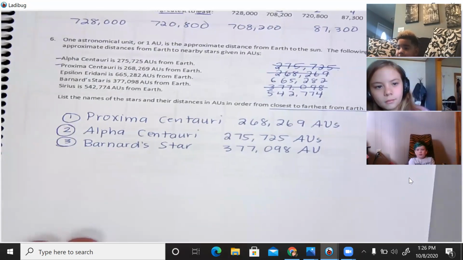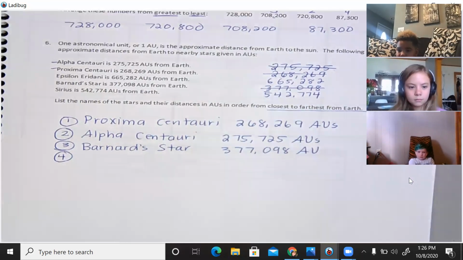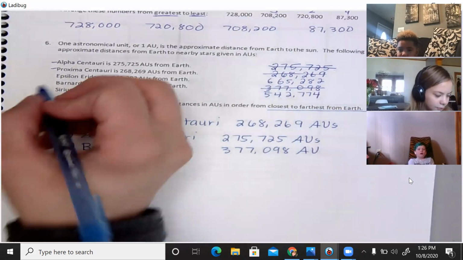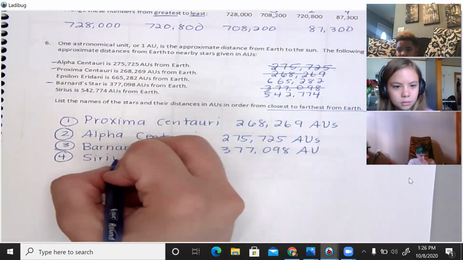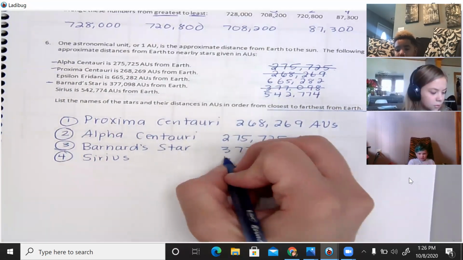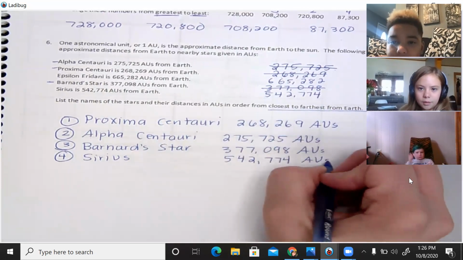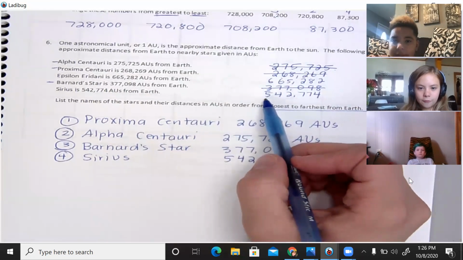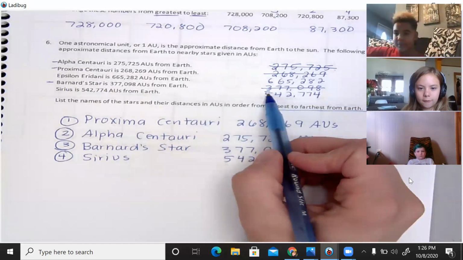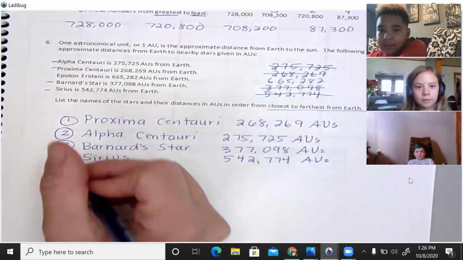Okay, Nina, we're back to you. We have 2 left. What's the next smallest? I think maybe Sirius. Why do you think Sirius comes next? Because in the number, one of them is 5 and one of them is 6, and 5 is less than 6 in the 100,000s place.